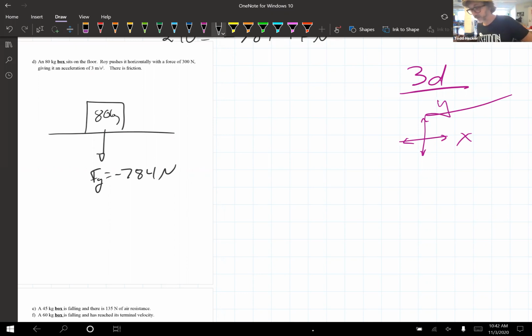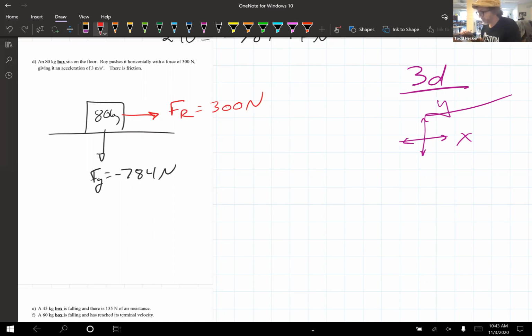Step two, any given forces. It tells us that Roy pushes horizontally. So let's put that into the drawing. Here's our force of Roy, 300 newtons. Now I could have made this force to the left, it doesn't really matter. I always just assume that when Roy's pushing something, he's pushing it forwards, which is to the right on your paper. If you had him pushing it to the left, that's fine. You're going to have negatives where I have positives, and your drawing will be backwards, okay?